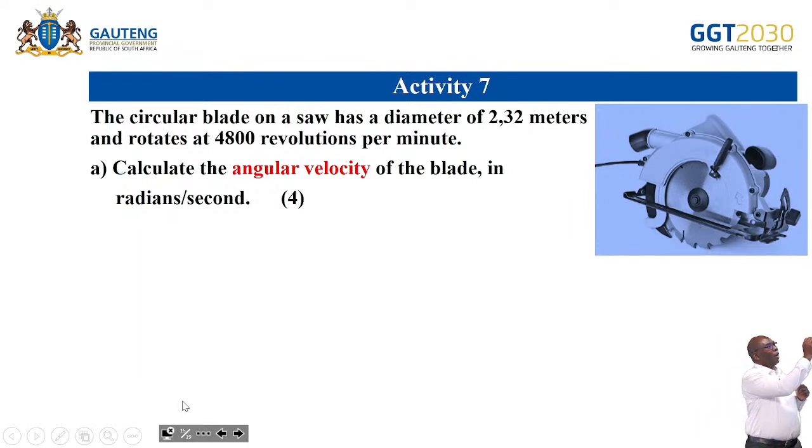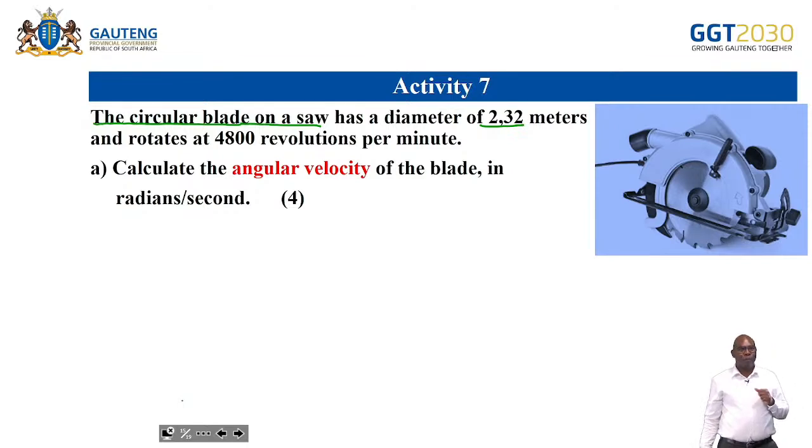Now it says the circular blade on a saw has a diameter of 2.32 meters and it rotates at 4,800 revolutions per minute. Can you see these questions are basically more or less the same? Because we are dealing with the angular velocity and circumferential velocity. Those are the two things we're dealing with, and also the conversions, because they're very important. See, I'm also putting in the conversions in there. In this case, they say it's meters and revolutions per minute. So let's see what they want to answer.